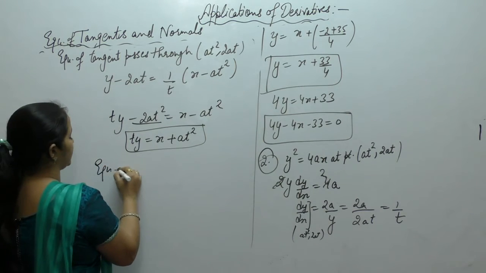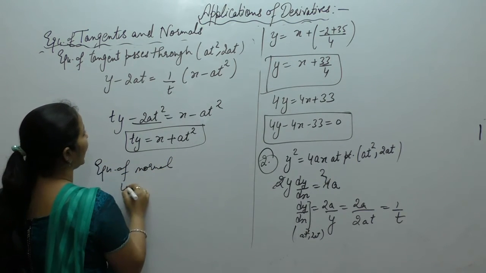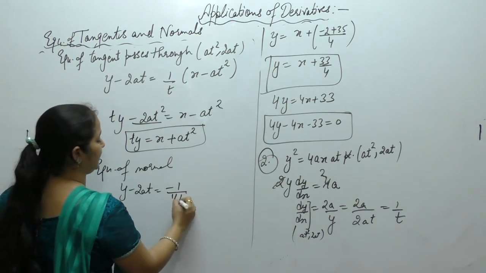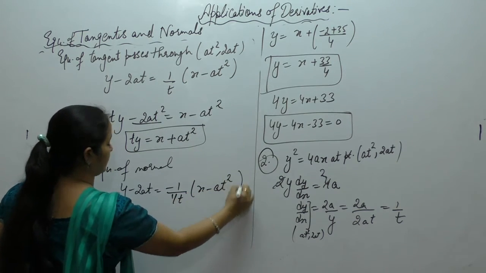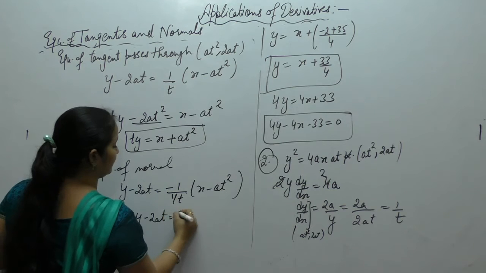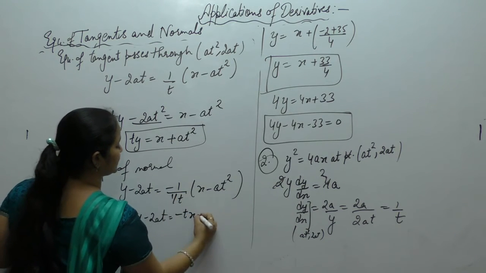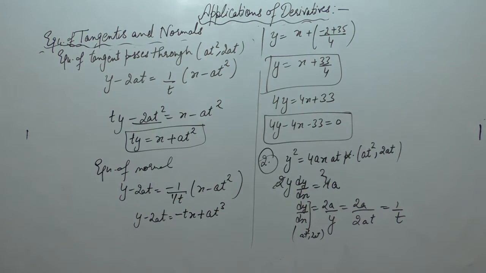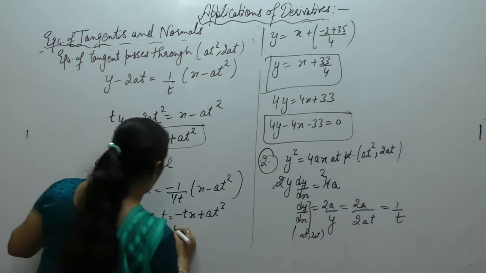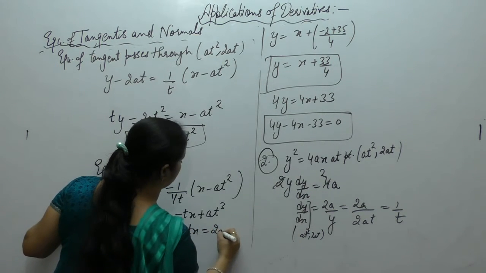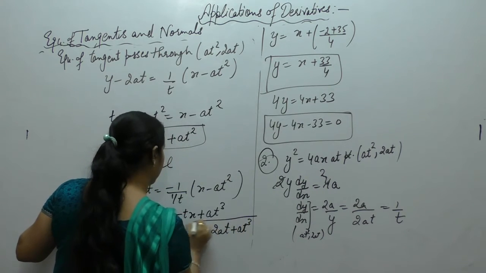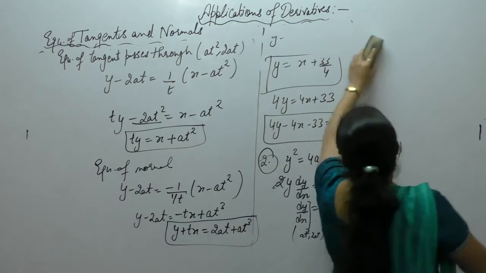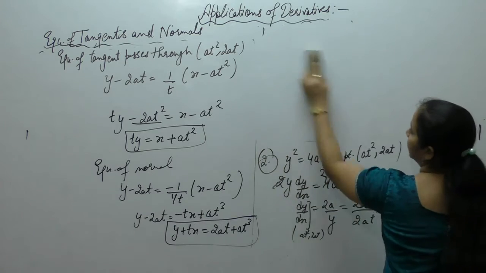Now we want to find the equation of normal. y minus y0 equals minus 1 upon slope of tangent, that is minus t, times (x minus x0). y minus 2at equals minus t times (x minus at square), so we get y plus tx equals 2at plus at cube. Note it down.